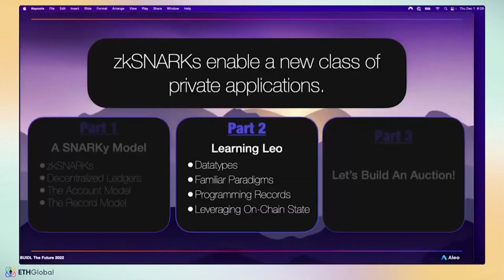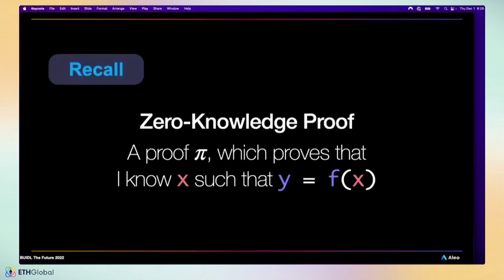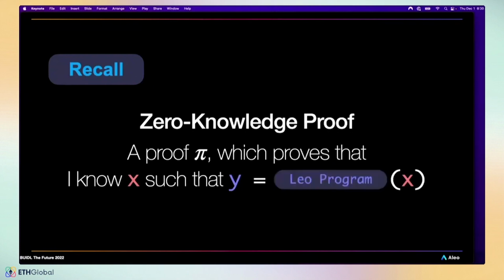So with that, now that we have an intuition for the record model, let's take a look at Leo and see how we can use it to develop private applications. So first, let's recall our original definition of a SNARK, a zk-SNARK, or let's say a zero-knowledge proof. It's a proof pi that attests that I know x such that y is equal to f of x. Now, one question when you're actually using SNARKs is, how do you encode f? How do you specify the program predicate? And this is where the Leo language comes in.